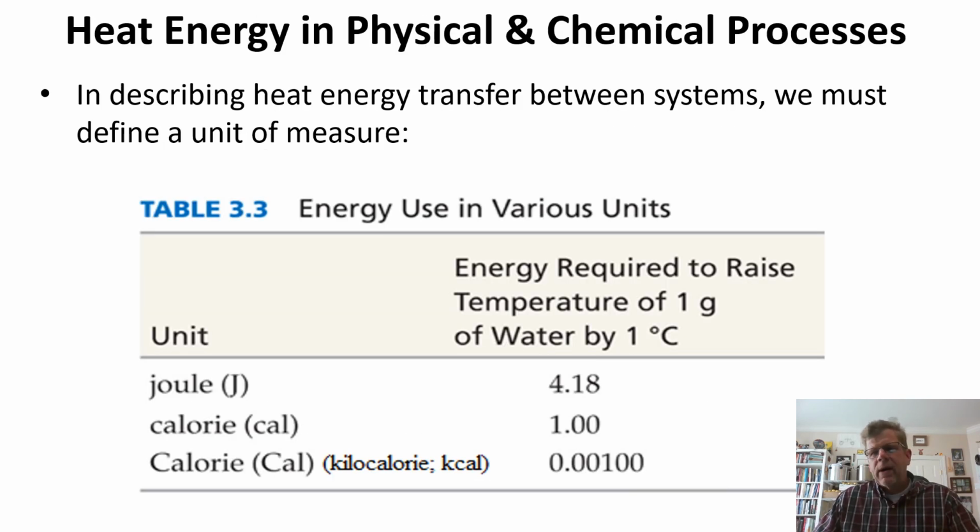So we've talked about the idea that energy can be in different forms: heat energy, electrical energy, potential energy, and that sort of thing. However, if we're going to be talking about energy, we have to define a unit of measure for energy, whether it is in the form of heat, whether it is in the form of electricity, and that sort of thing. We have to describe a unit of measure.